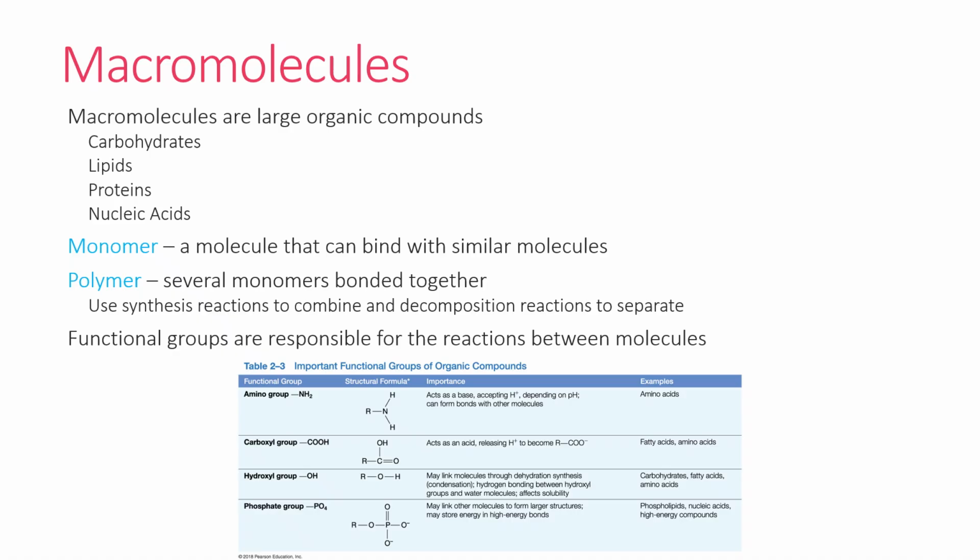I mentioned all this on the previous slide, but here are the big macromolecules. Monomers are going to be the building blocks, the smallest units of these macromolecules. We put a bunch of these monomers together and we form a polymer.